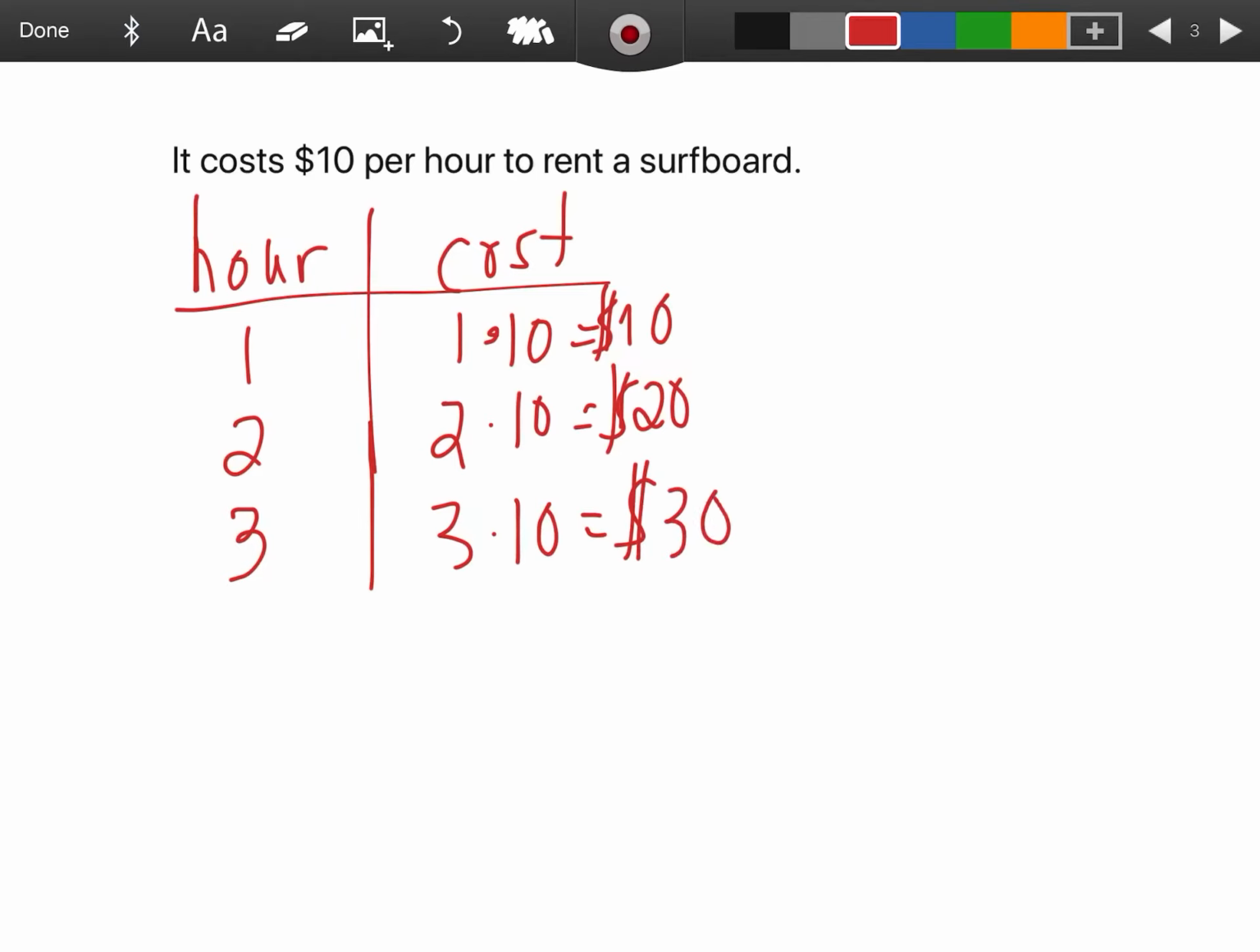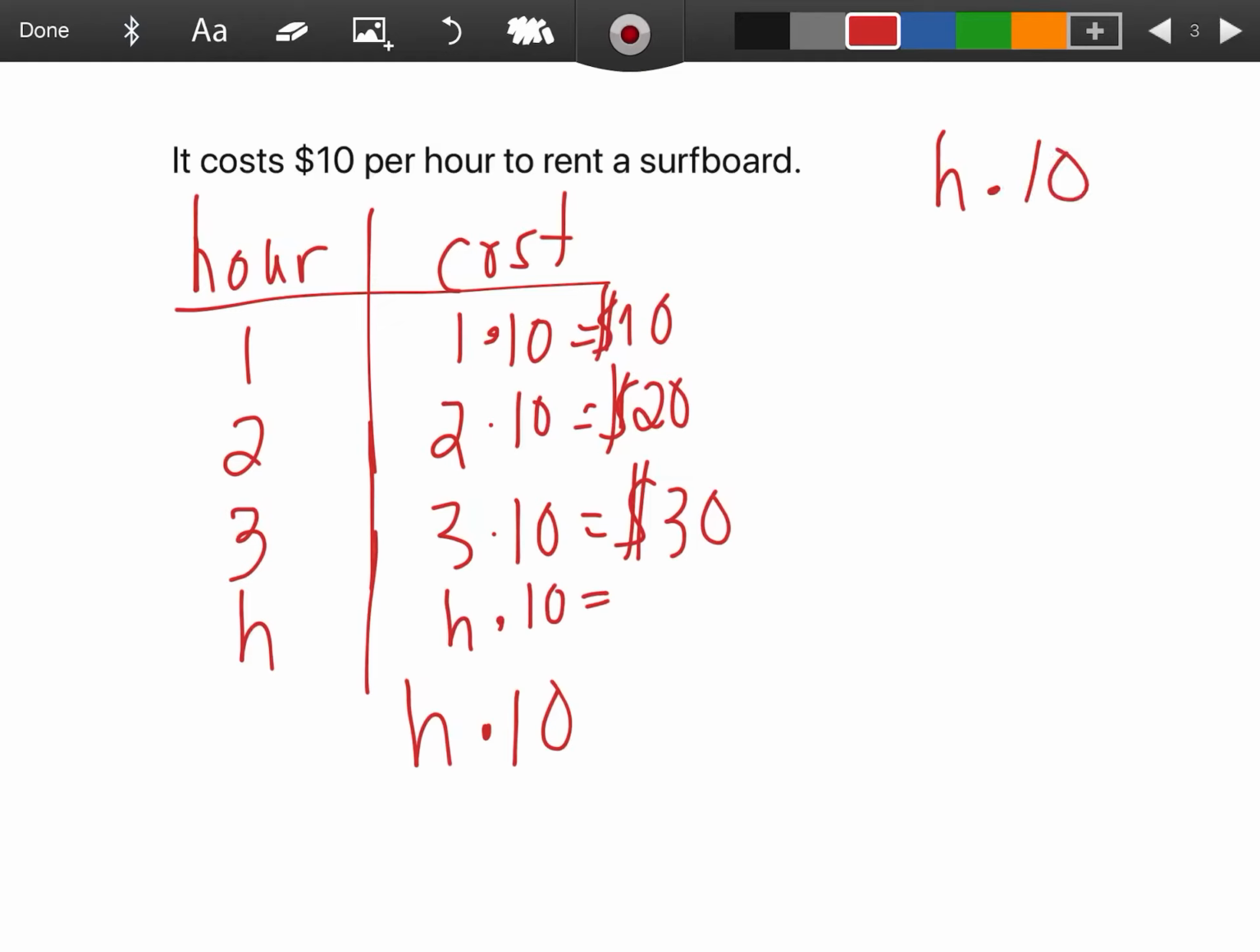What if I just said, what about for just some number h? For some number h, I don't know what it is. Maybe it's 5, 6, 7. How could I figure out how much it's going to cost me to rent the surfboard? The cost is just going to be h times 10. If I rent this surfboard for h hours, here I did 1 times 10, then 2 times 10, 3 times 10. So here I'm doing h times 10, and my cost is going to be h times 10.